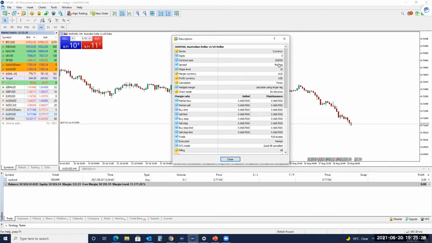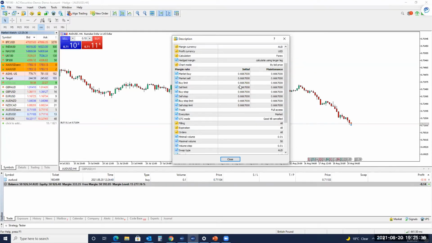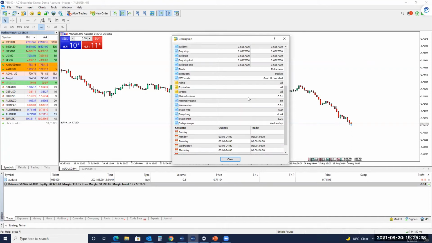The spread type is floating, which means these spreads can widen and shrink depending on liquid and illiquid periods within the market. If I scroll down, I can see my minimum and maximum trading volumes in which I can trade. So the minimal volume is going to be 0.01, which is the micro lot, and the maximal volume in which I can trade is going to be 50 standard lots. The swap type is in AUD, and the swap long or short.